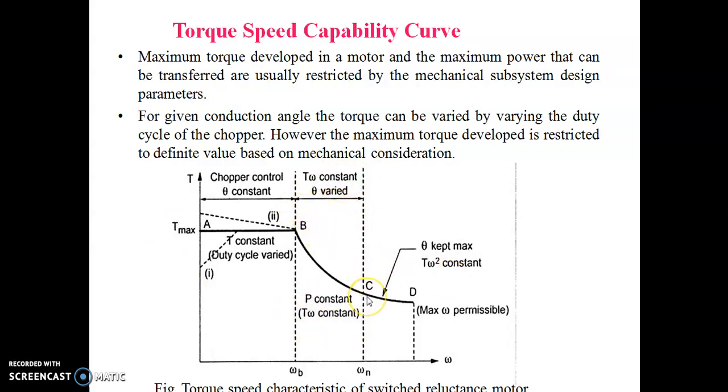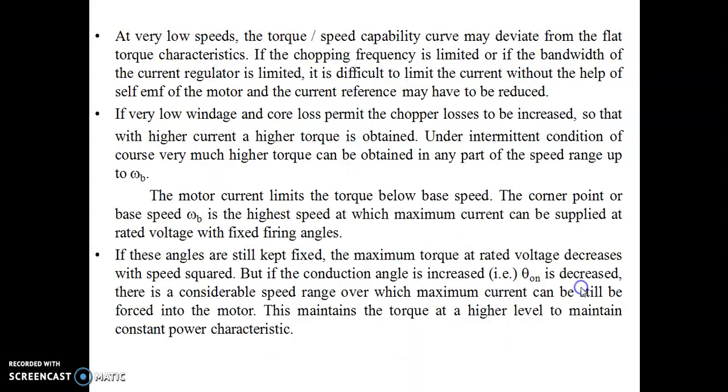Next, let us look into the last portion CD, in which theta is reaching a maximum value and T omega square is maintained as a constant, and the D portion ends with a maximum value of omega, and this maximum value is a permissible value. Let us discuss the torque speed characteristics in detail in the next slide.